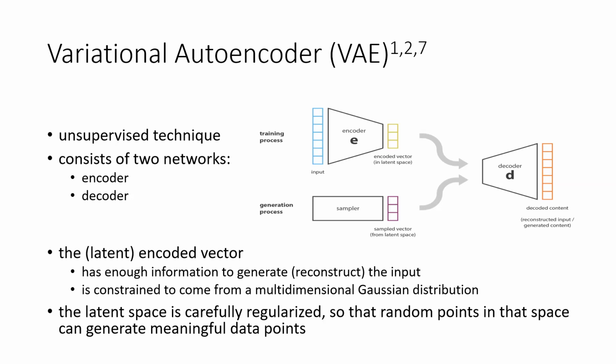And what it learns there, it gets enough information to be able to reconstruct the input. That means it gets enough information, hopefully in a generalized format, that it can reproduce instances very similar to the input. And as we'll see, with constraints to come from a multi-dimensional Gaussian distribution, and this is practical, so that when we use it as generative, we can use it in a practical way. I'll show what we mean by practical. The latent space is carefully regularized so that random points in that space can generate meaningful data points. Again, I'll give an example of what I mean there.